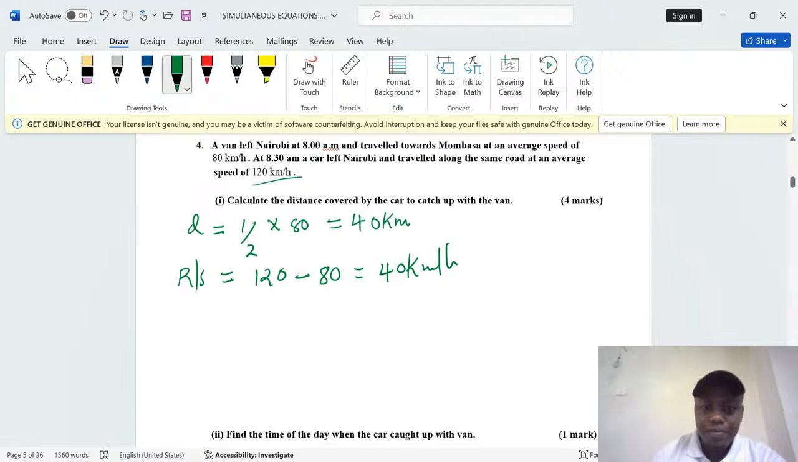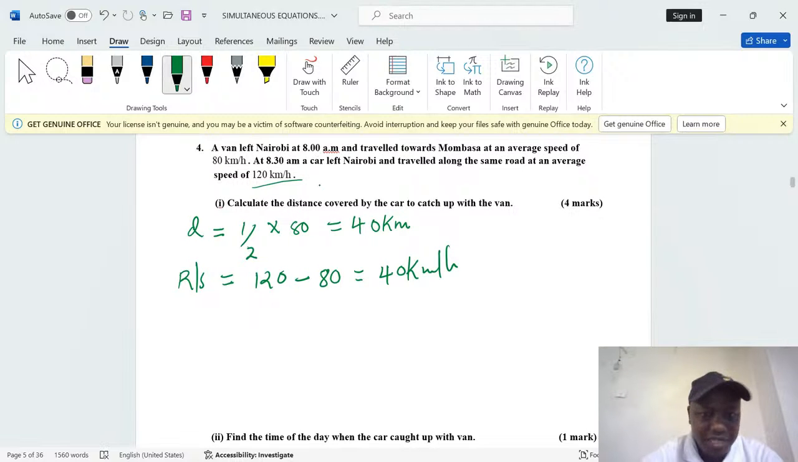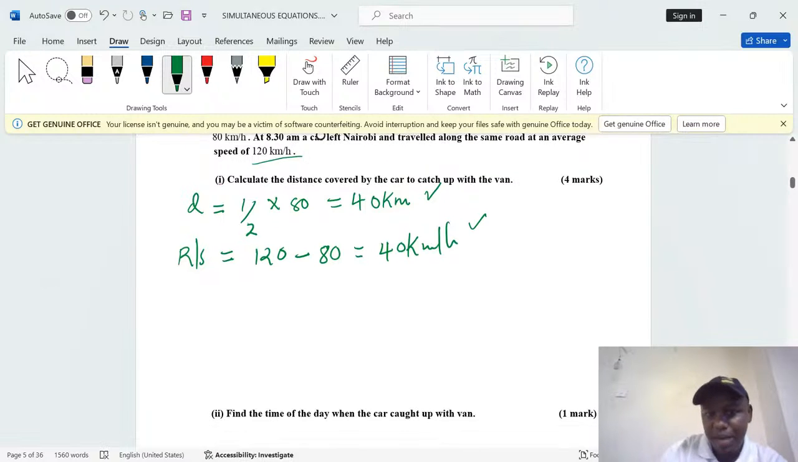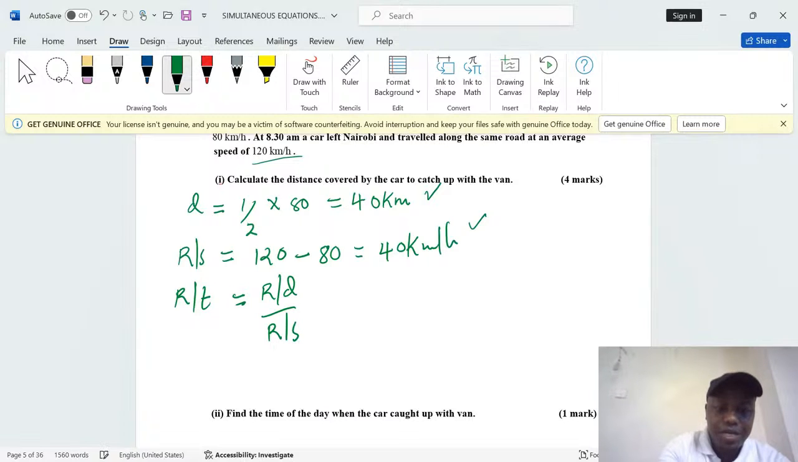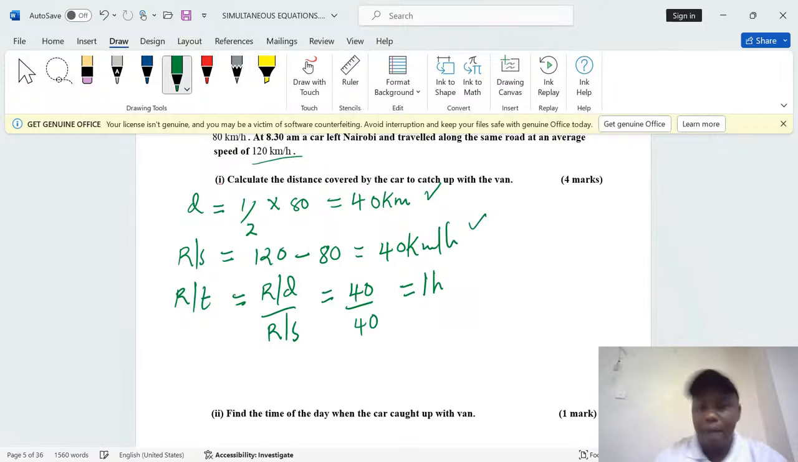So now there is a relative distance, that is the distance between the two vehicles, of 40 and a relative speed of 40 kilometers per hour. Relative time is usually the time taken to cover the relative distance. So relative time is going to be relative distance over relative speed. A relative distance of 40, relative speed of also 40. This gives us exactly 1 hour.